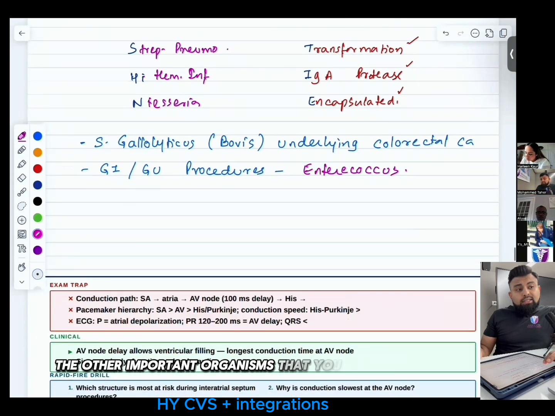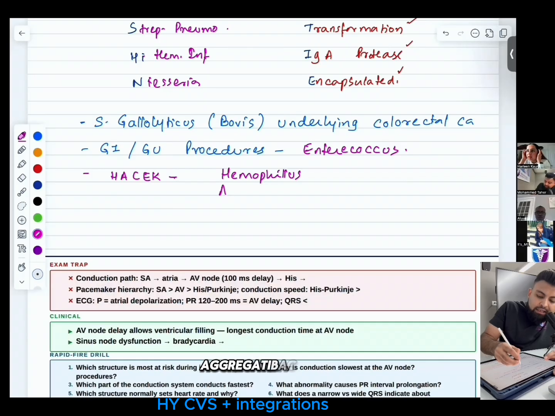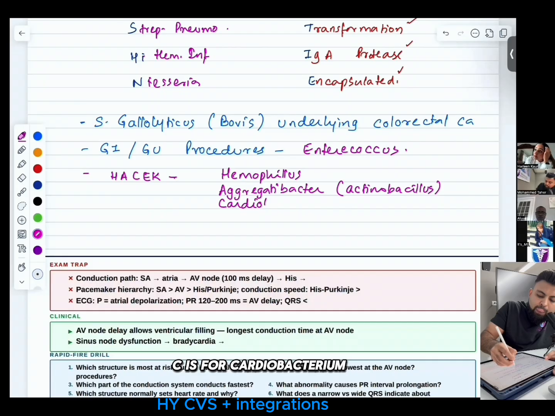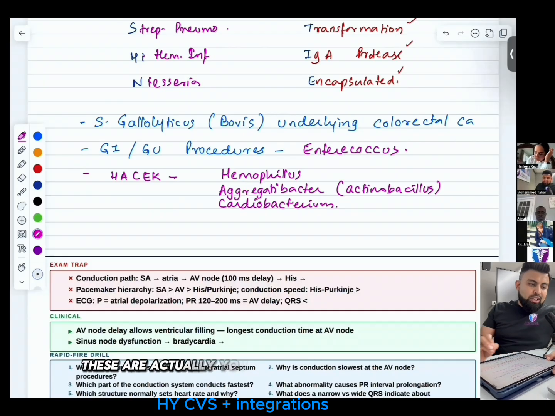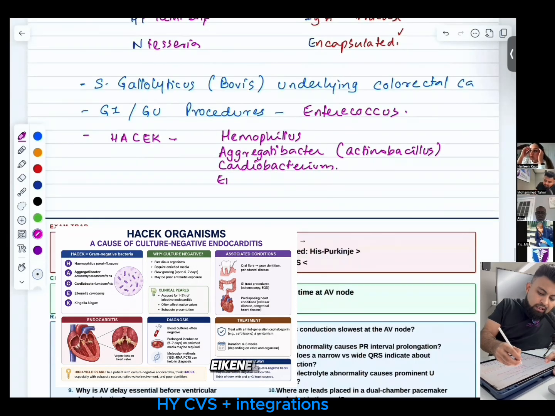The other important organisms that you should remember are the HACEK group of organisms. H is for Haemophilus. A is Aggregatibacter, also called Actinobacillus. C is for Cardiobacterium. Just remember, these are gram-negative organisms, but also in the classification of culture-negative endocarditis. E is for Eikenella and K is Kingella. So these are the Ella species.